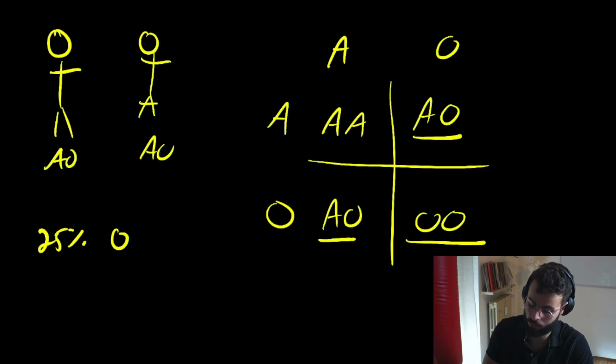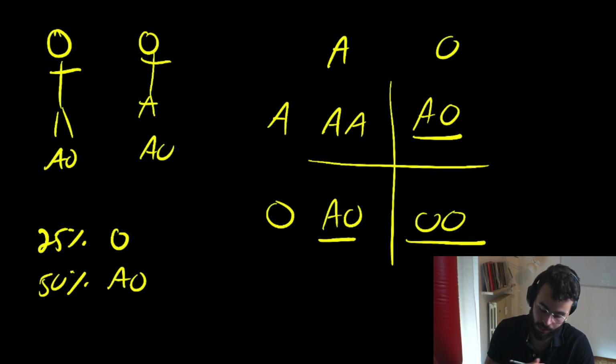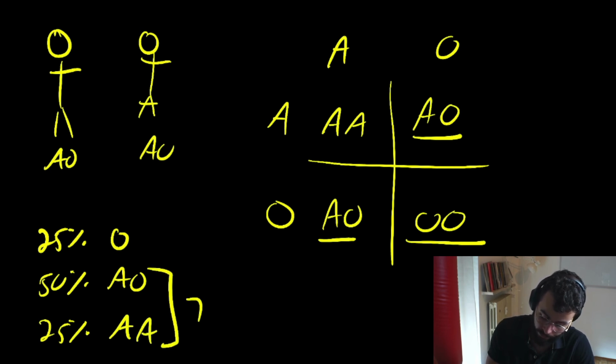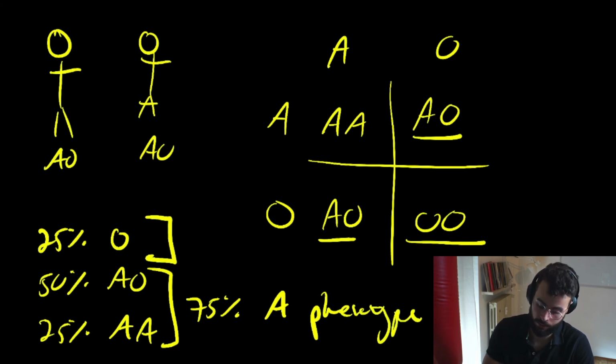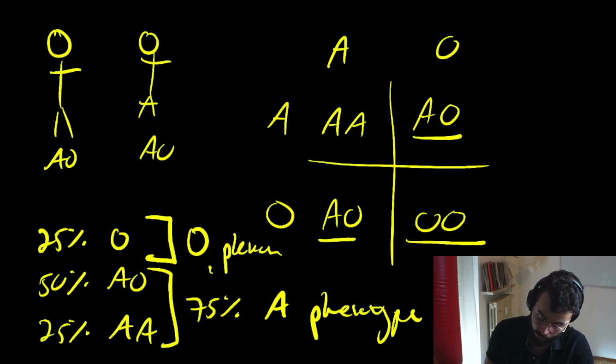AO, OA is dominant. So we are going to have 50% of the kids to be AO. AA is also dominant. So 25% of the kids will be AA. This 75% is how statistically likely the kids are to be A phenotype blood group. This 25% is O phenotype blood group.